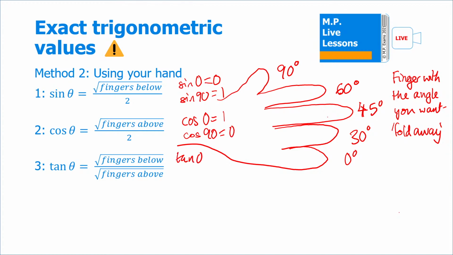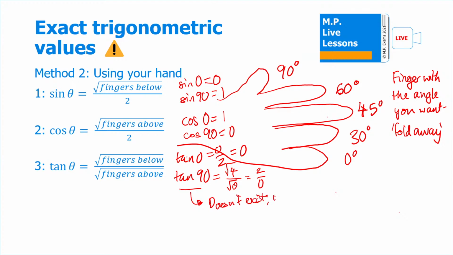Now tan 0 would be fingers below, we'd remove that. So 0 divided by 2 is just 0. Tan 90 would be, however, fingers below, which is square root of 4 divided by square root of fingers above, which is 0. So you get 2 divided by 0. So actually tan 90 doesn't exist, or is indefinite. Because if you remember on the graph, that sprung up to infinity and then restarted in negative infinity.